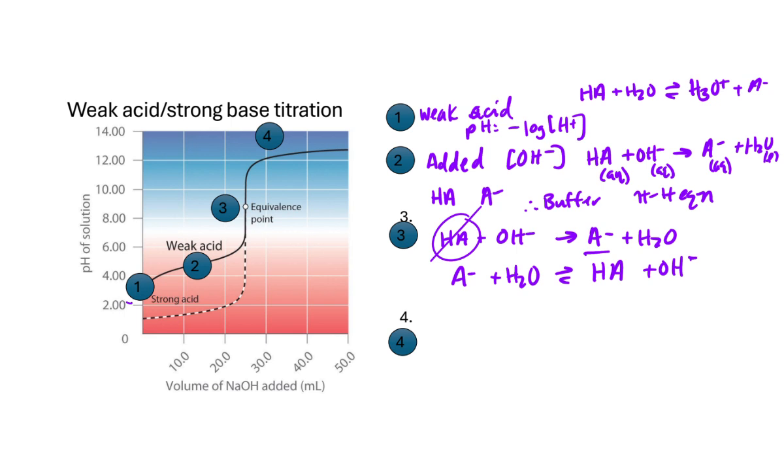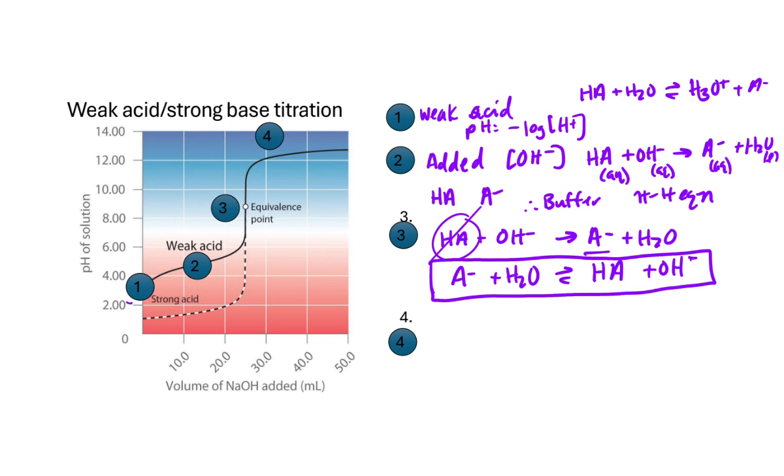So this is the equilibrium that we are concerned about at the equivalence point of the titration of a weak acid with a strong base. And you'll notice that we said that the pH at the equivalence point of this type of titration is basic. That is because in this equilibrium we formed OH minus. It makes the pH basic.